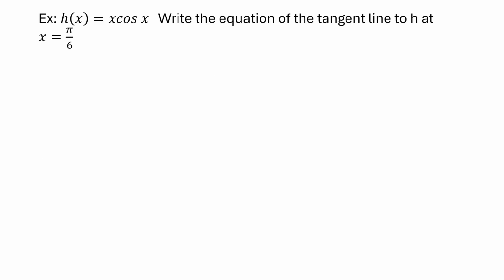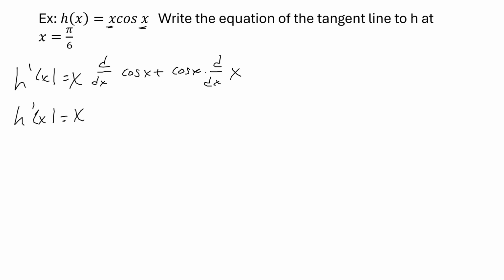Okay? All right. Let's try to write the equation of the tangent line to this function h, x cosine x, at x equals pi over 6. Okay, so to find h prime, again, this is something with an x times something else with an x. So we're going to leave the first, derive the second, plus leave the second, derive the first. So h prime, leave the first, the derivative of cosine x is minus sine x, plus leave cosine x, the derivative of x is 1.